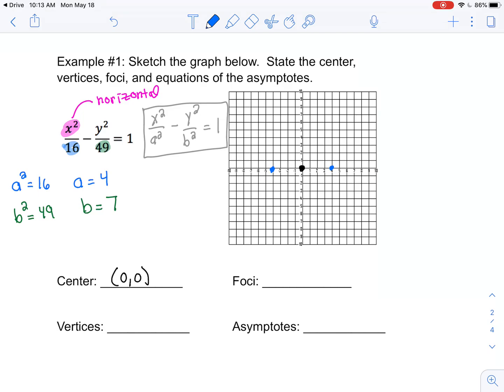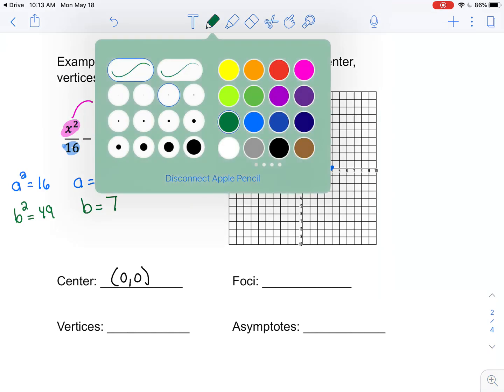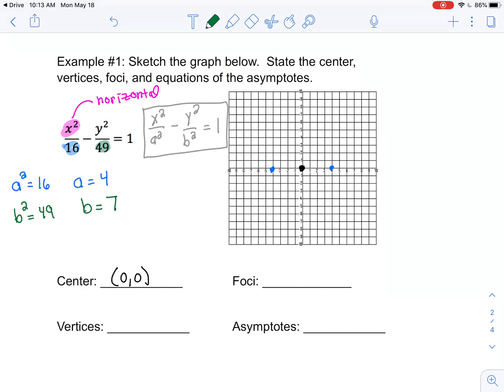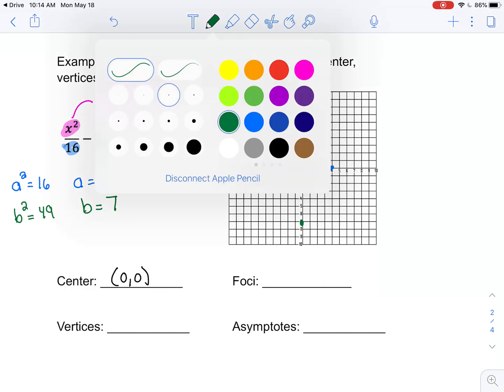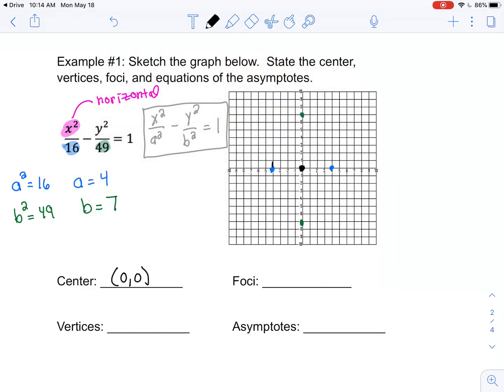My b is going to help me draw the box. So I'm going to plot my b value, 7 up, 7 down. I can now dash in my box. I like to dash this in because this isn't part of my graph. It's just helping me find my asymptotes. So I have this box that I dash in that goes through my co-vertices and my vertices.